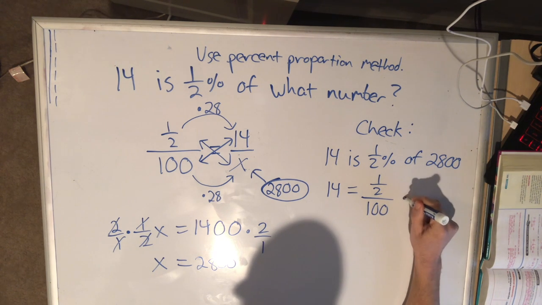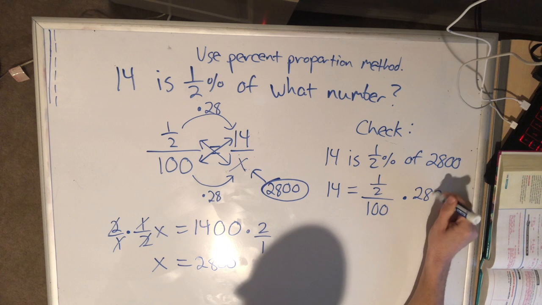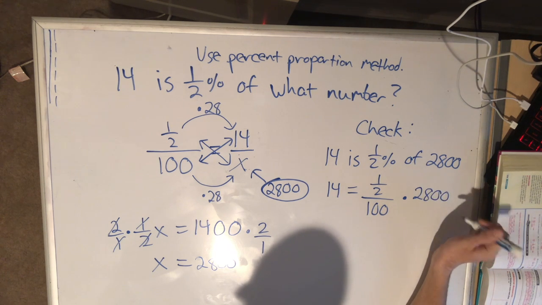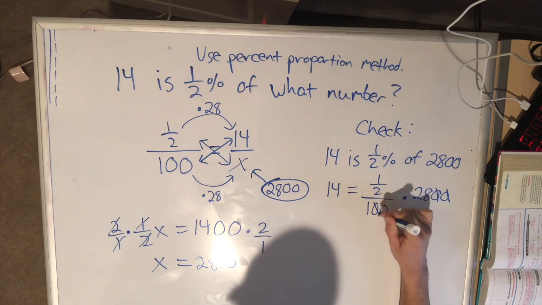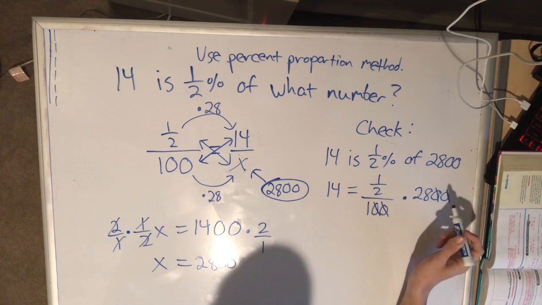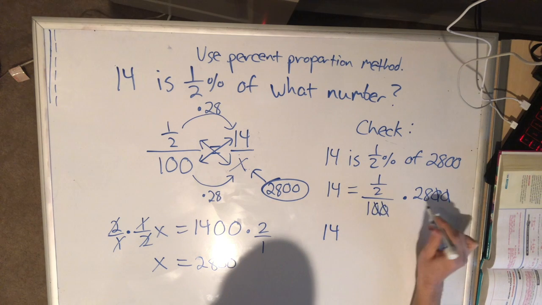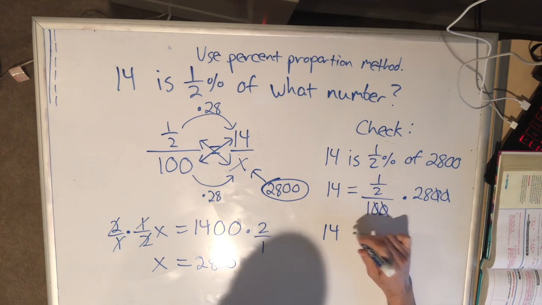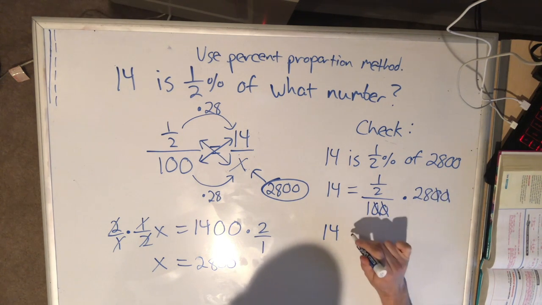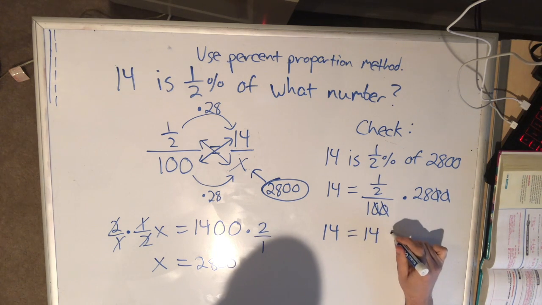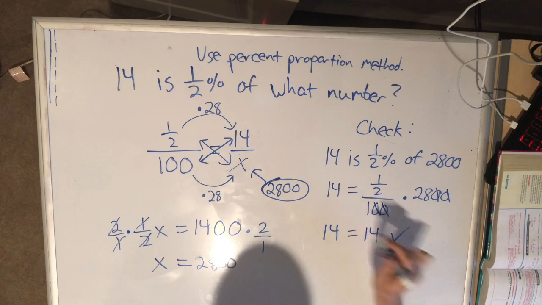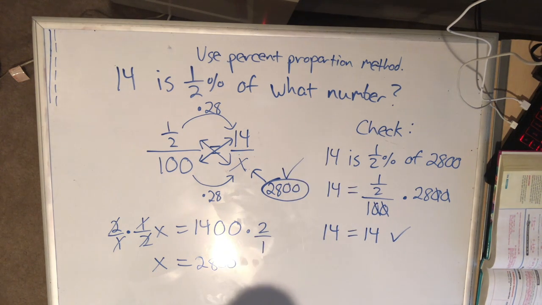Of 2,800 means times 2,800 because of before a number is a multiplication. Now we can cancel out 2 zeros on top with 2 zeros on the bottom since we're multiplying. And 1/2 times 28 is 14 because 1/2 of 28 is 14. So we get 14 equals 14, which is a true equation, of course, so 2,800 must be the correct answer. 14 really is 1/2% of 2,800.